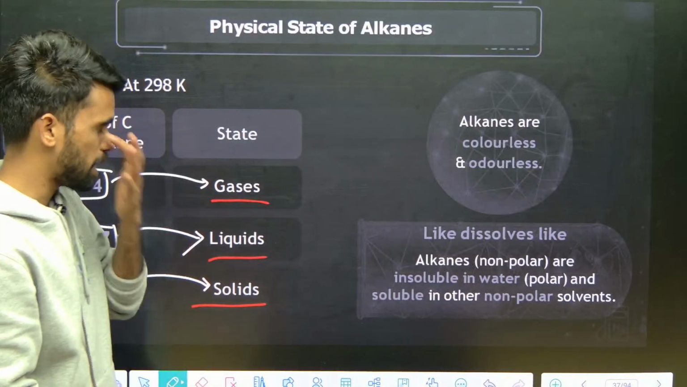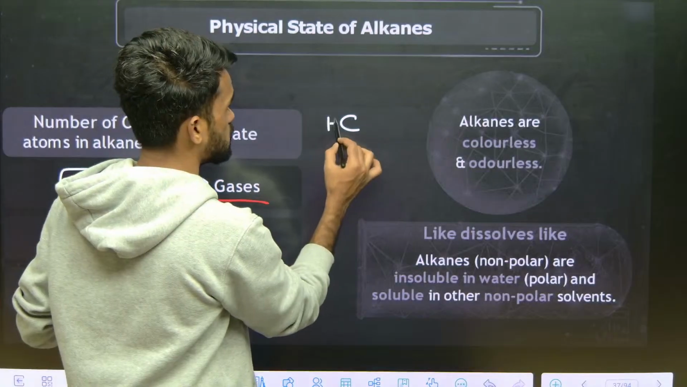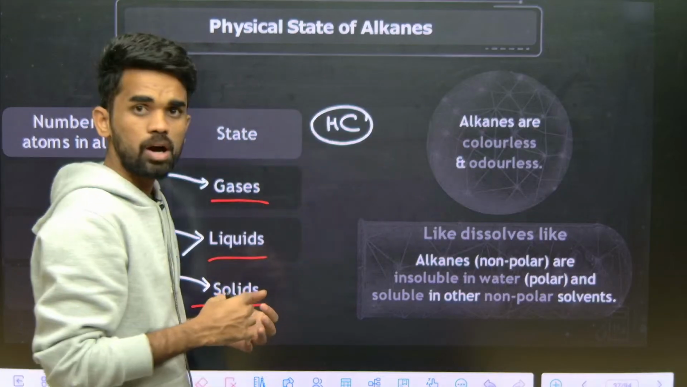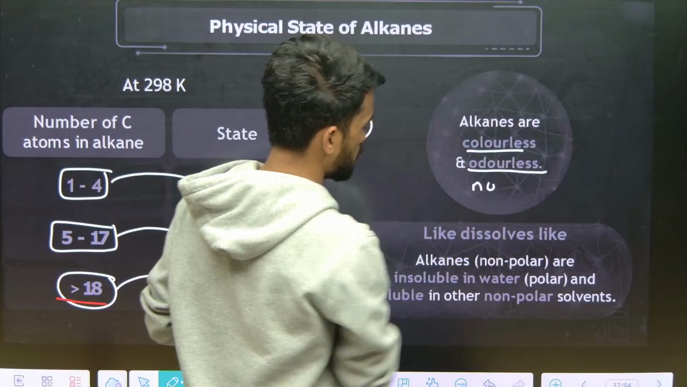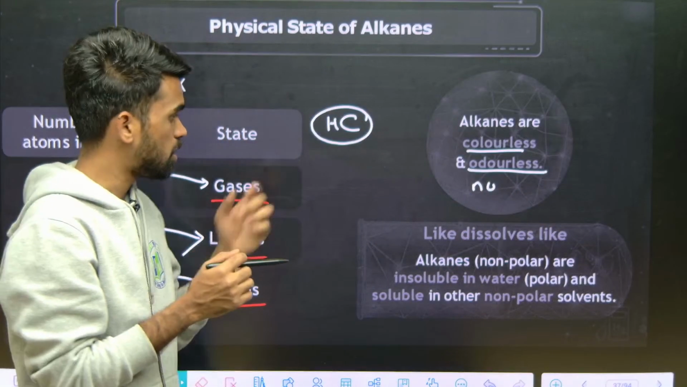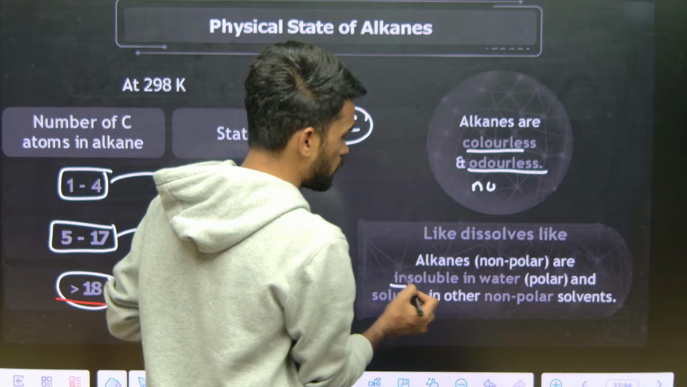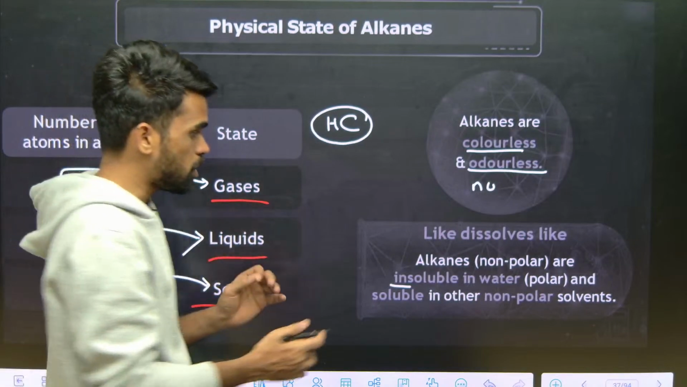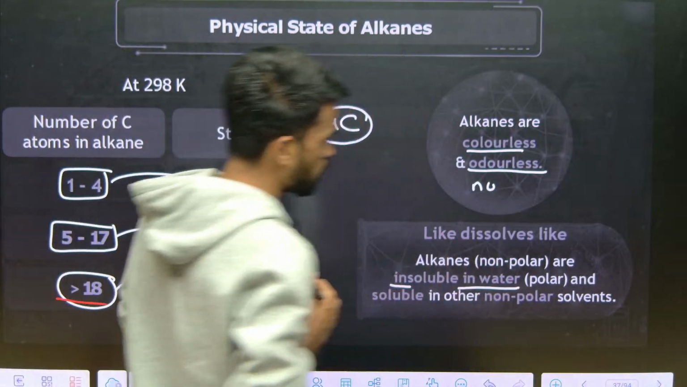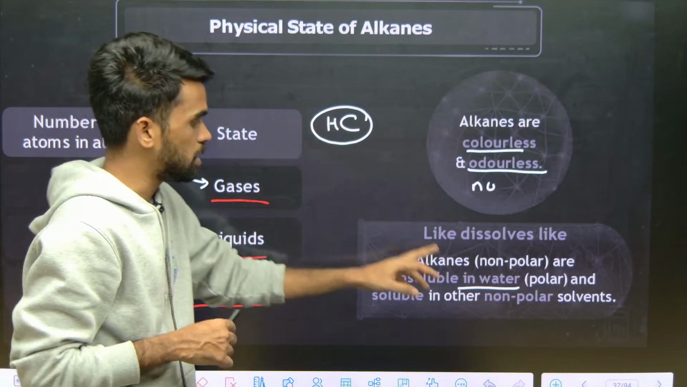Okay. Now again, alkanes are non-polar compounds, as they contain only carbon and hydrogen. So alkanes are colorless, odorless, non-polar compounds. Remember, since these are non-polar, they will only dissolve in non-polar solvents like benzene and CCl4, but not in polar solvents like water. So alkanes are insoluble in water.